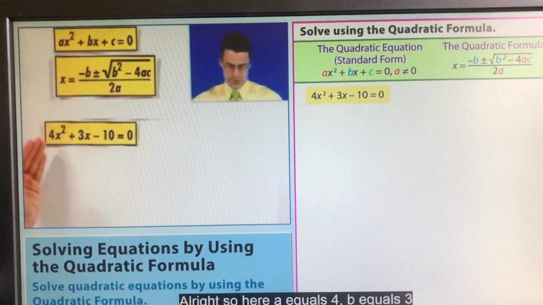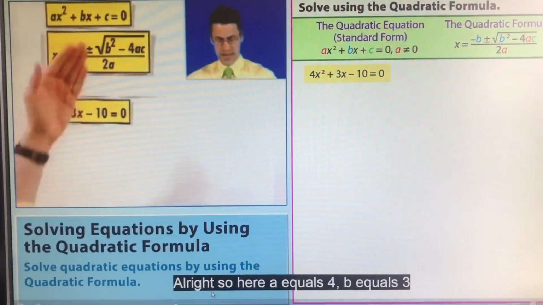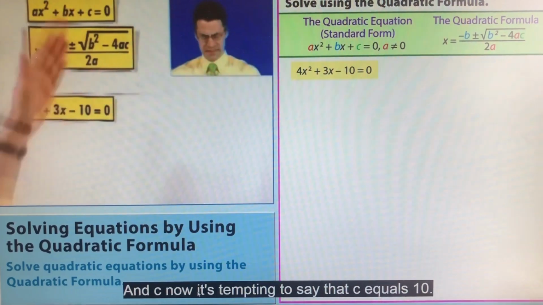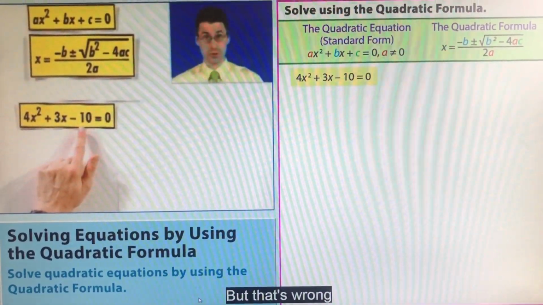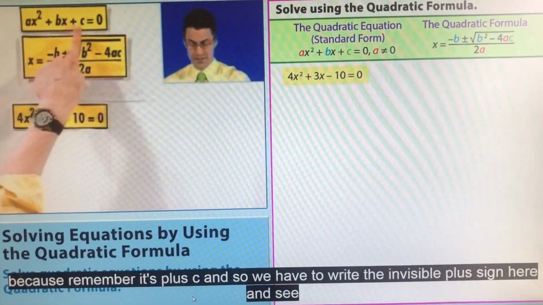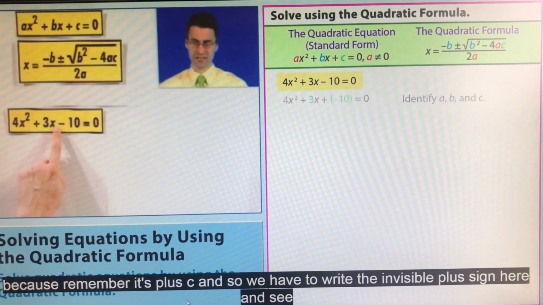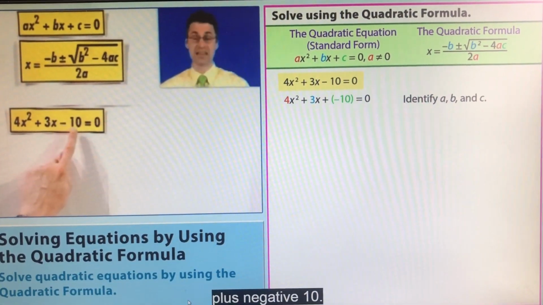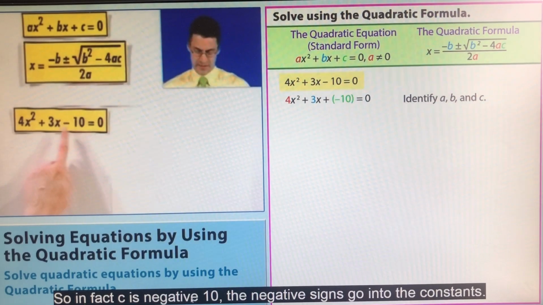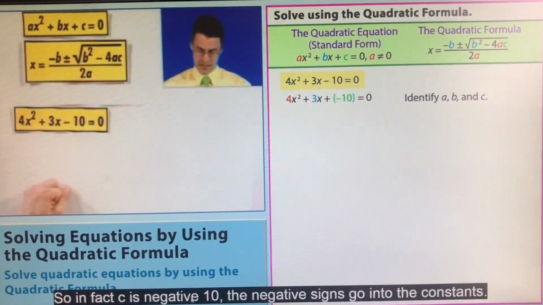Right, so here A equals 4, B equals 3, and C, now it's tempting to say that C equals 10, but that's wrong. Because remember, it's plus C, and so we have to write the invisible plus sign here and see plus -10. So in fact, C is -10. The negative signs go into the constants.